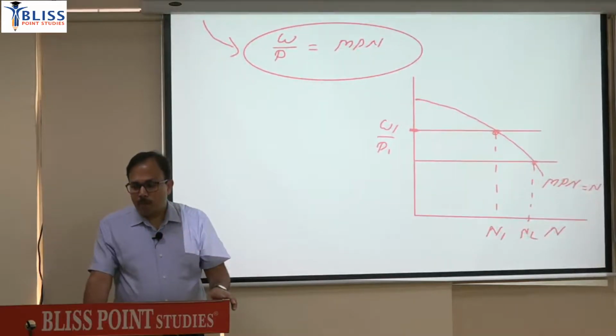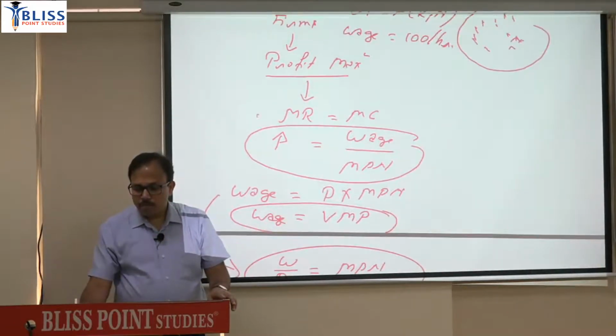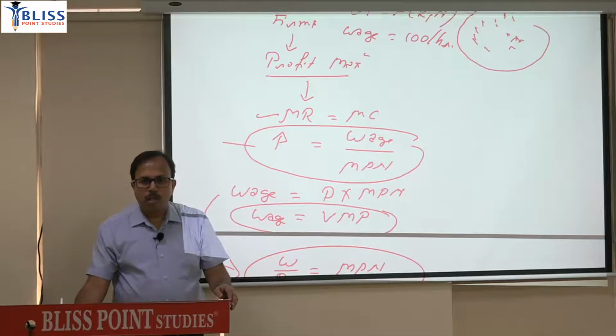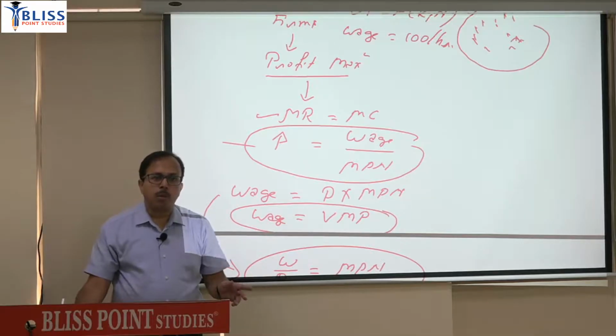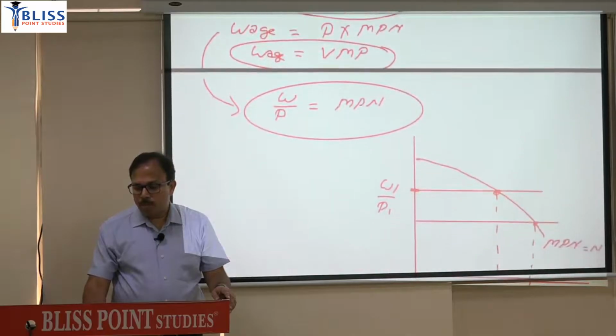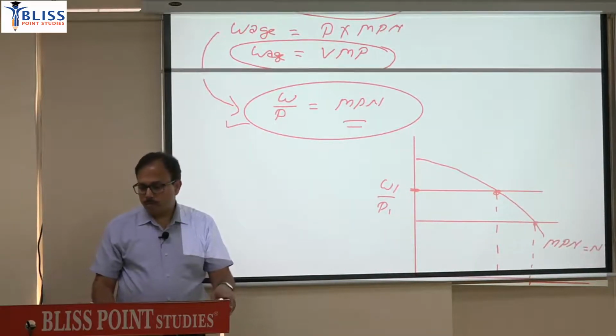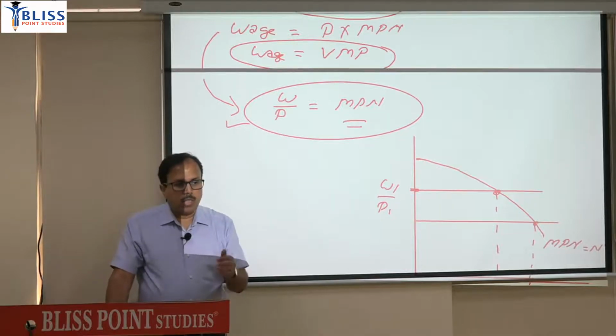In place of MR, what have you written? Price, because the market is competitive. And marginal cost is wage upon MPN. Therefore, W by P equal to MPN. Firm will always demand that much of labor where W by P is equal to MPN. So this is the demand curve for labor.